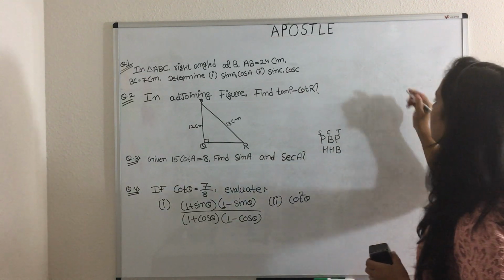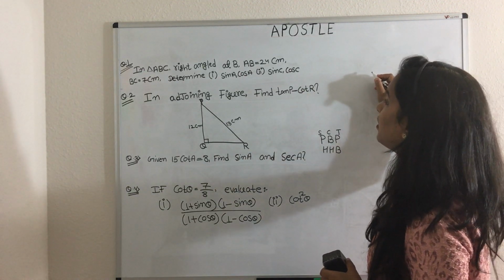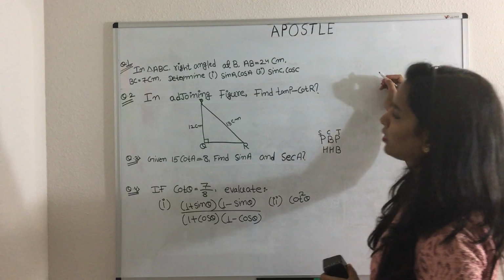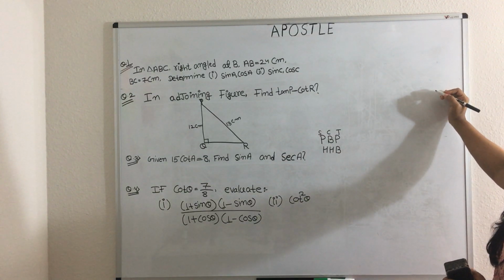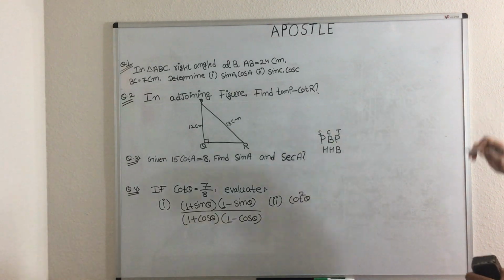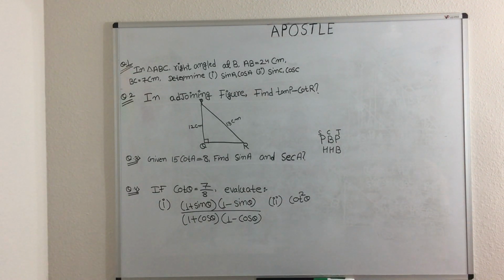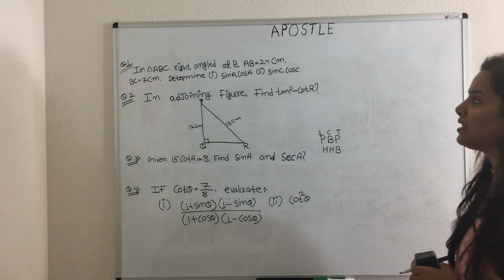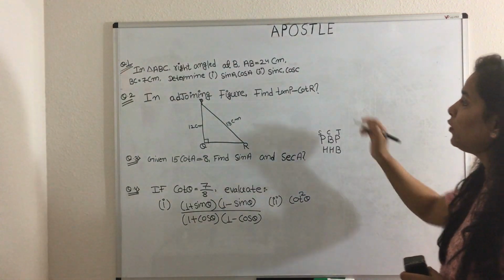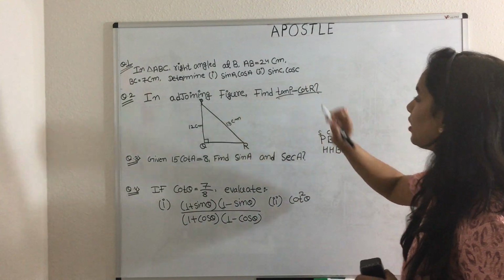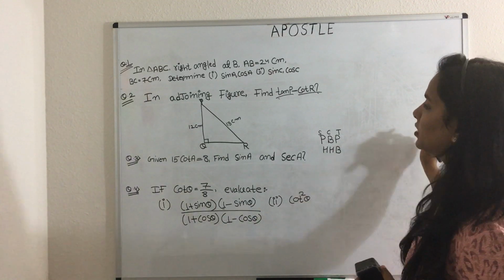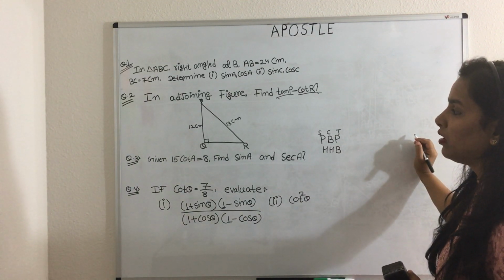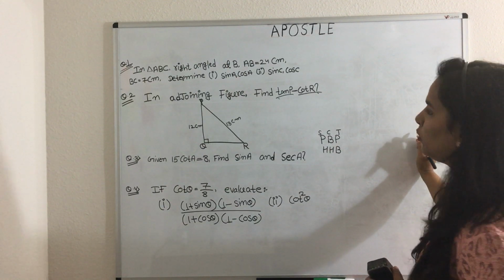In question number 2, there is a figure of a triangle PQR in which PQ is 12 centimeter, PR is 13 centimeter and angle Q is 90 degree. And we have to find tan P minus cot R. So first of all, according to the Pythagoras theorem, we have to calculate QR.